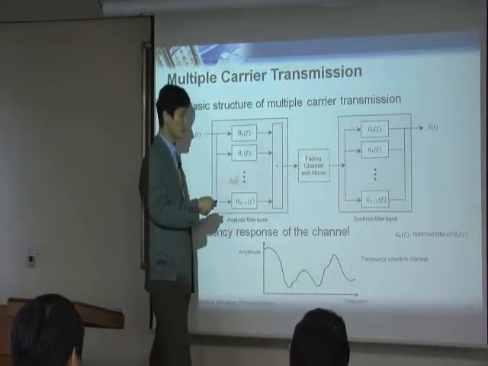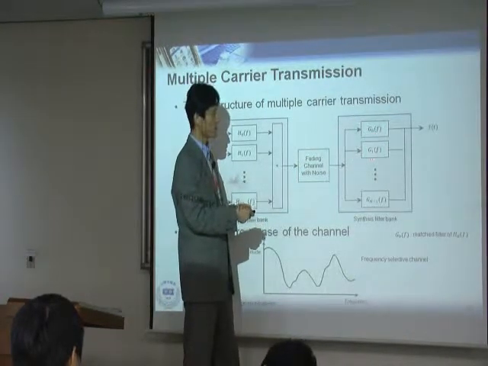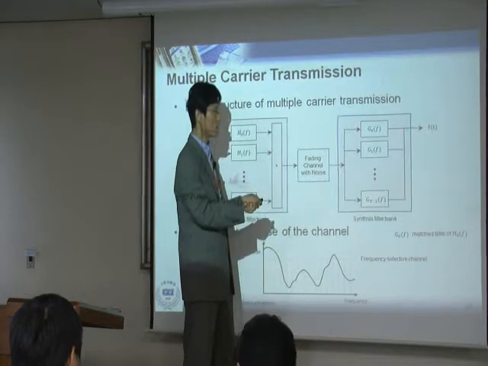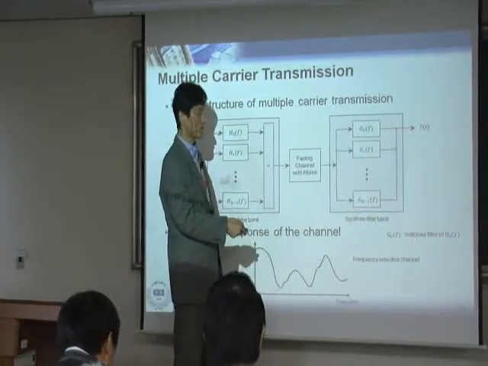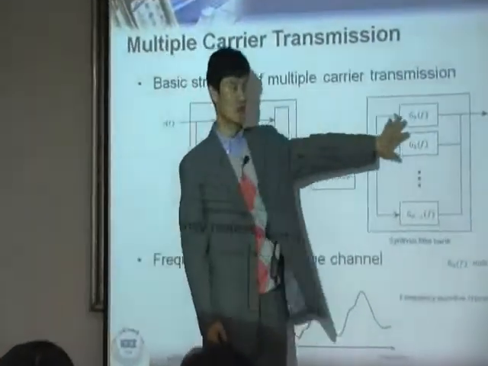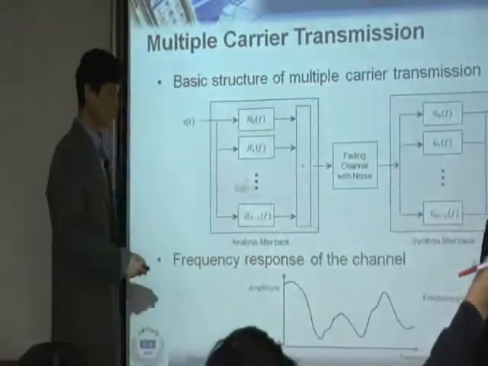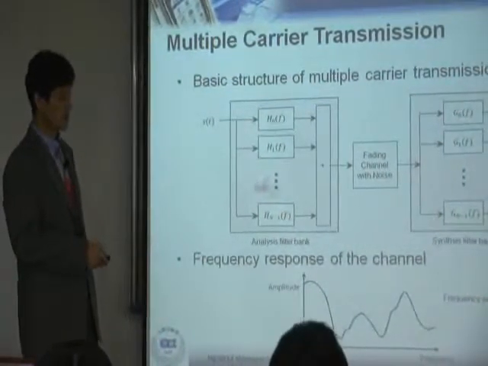We have a fading channel with noise. At the receiver, similarly, you have a receive filter like this. You combine together and you recover S hat. And G of t here is a matched filter of H. So you use a matched filter in the receiver. This is the basic concept of a multi-carrier system.